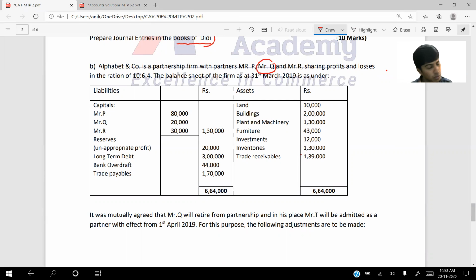No, it's Q is retiring. I'll continue. Q will retire from partnership, and in his place T is coming in. So Q is going, T is coming. From 1st of April 2019.